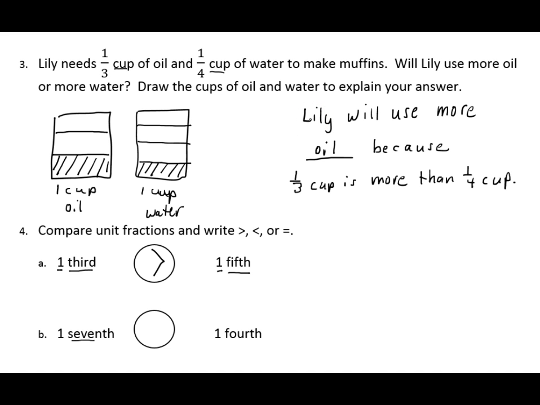Here I have 1/7, so I've taken a whole and I've divided it into 7 pieces, compared to taking that same whole and dividing it into 4 equal pieces. Well, those fourths are going to be greater than the sevenths because we've divided the whole into a fewer number of pieces. So 1/7 is less than 1/4.